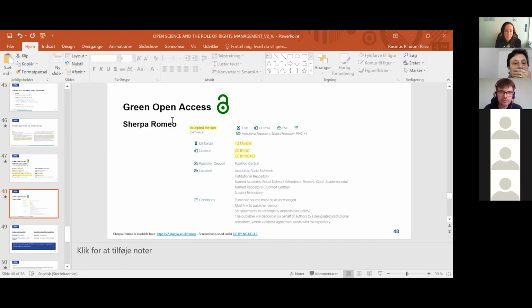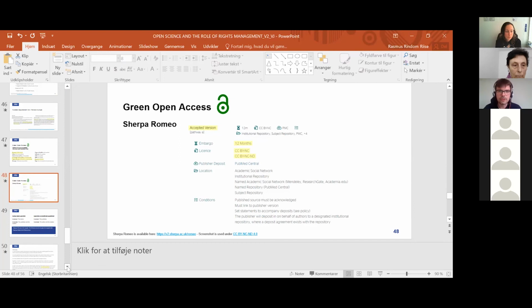Example here from Sherpa Romeo. You can see here accepted version, the postprint, tells me there's an embargo of 12 months, which means that it's not compliant with Horizon Europe. And CC BY NC, CC BY NCND, those are the two different licenses that can be applied to the postprint. That also means that this journal is simply not compliant with Horizon Europe, at least if you choose the green route. So either you insist on publishing in this journal and you need to pay an APC, or you choose another journal.